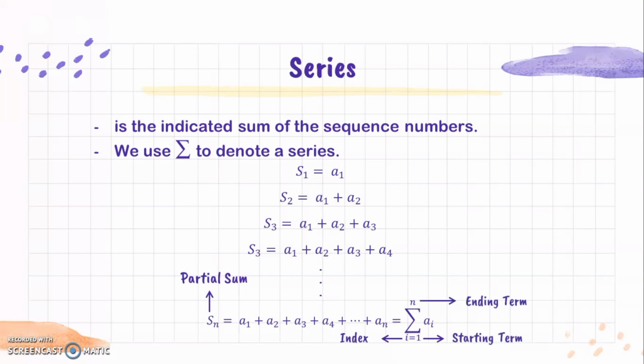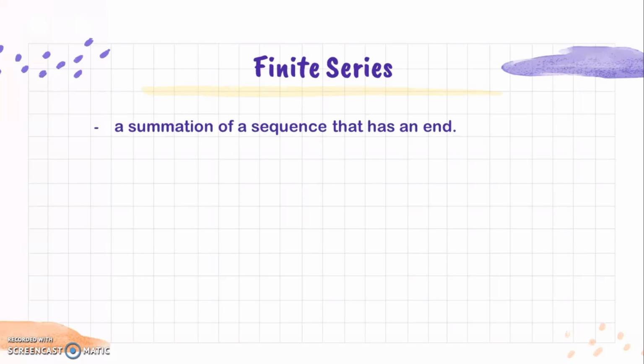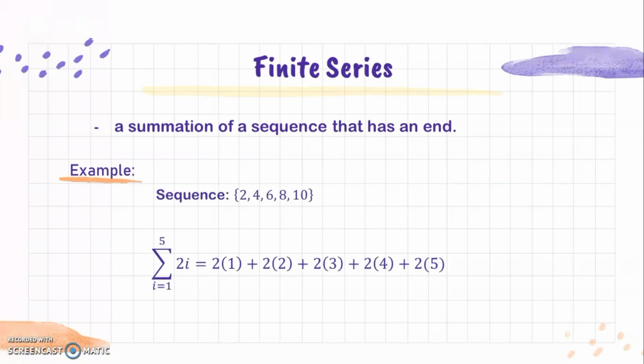To continue, in series we have two types. First is the finite series, which means a summation of a sequence that has an n. For instance, we have a sequence of 2, 4, 6, 8, 10. If we try to get the sum of the sequence using sigma notation, we must think of the formula for this sequence, and we know the formula is 2i. Now, we can just easily attain it by adding these, so the result is 30.